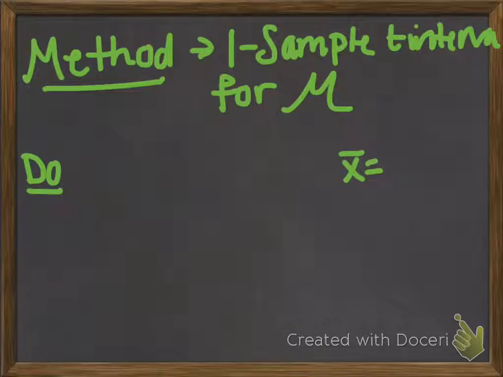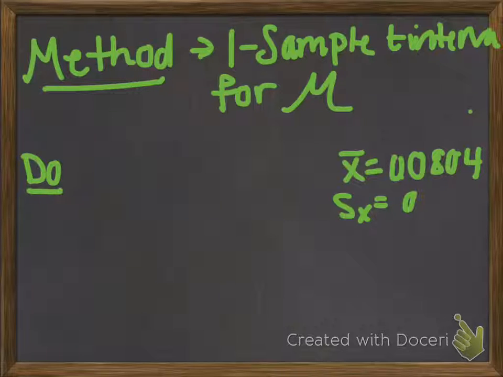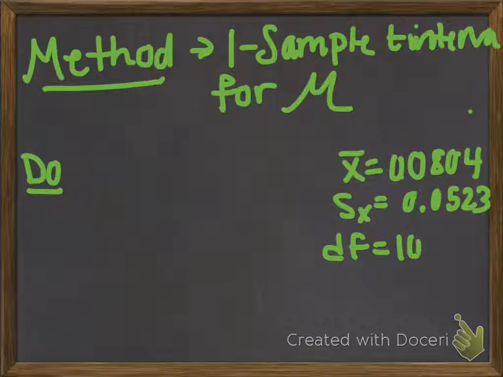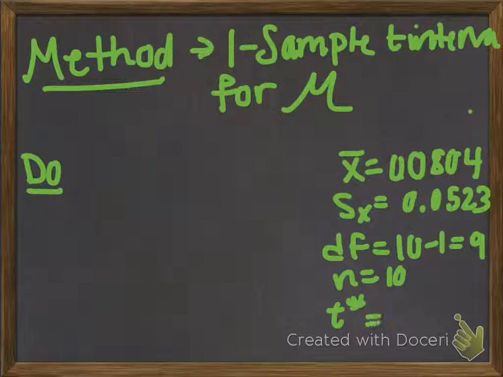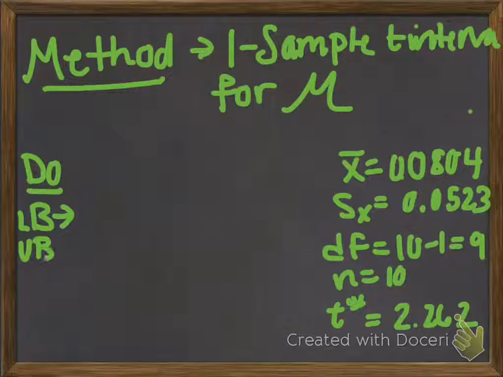So our x bar was 0.0804. Our standard deviation is equal to 0.0523. Our degrees of freedom are equal to 10 minus 1, which is equal to 9. Our n is equal to 10. And then our t star for a 95% confidence interval with 9 degrees of freedom is equal to 2.262.